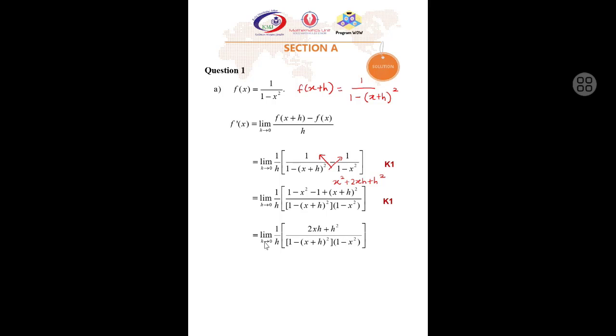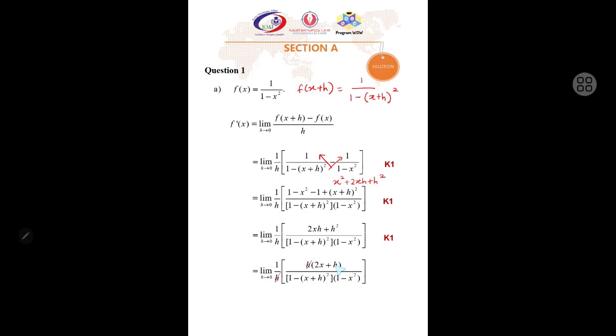Then you evaluate the limit as h approaches 0. Before you evaluate, you can see here we have 2xh plus h squared on the numerator. So if you factor out h, this is K1, you simplify. If you factor out h, you can simplify this h with the 1 over h on the outside of the bracket. We can simplify this one. Then you evaluate as h approaches 0.